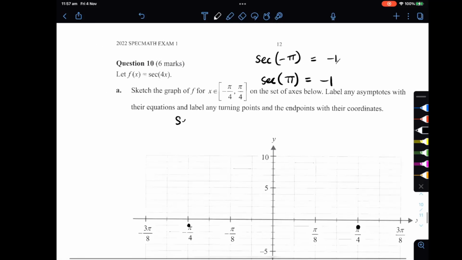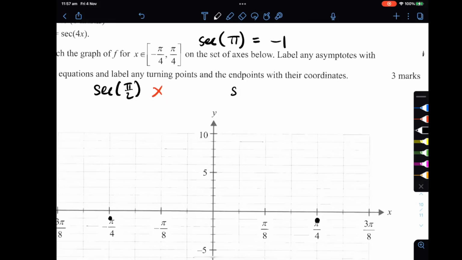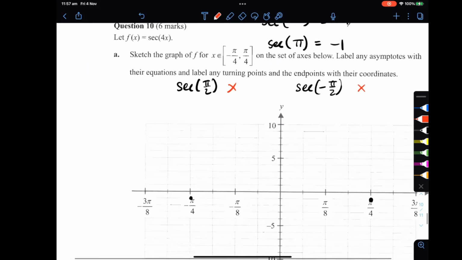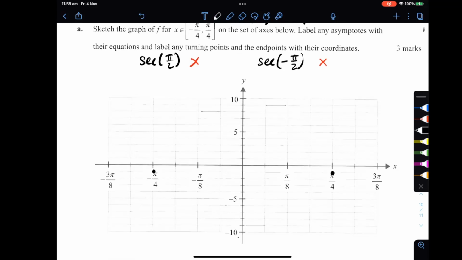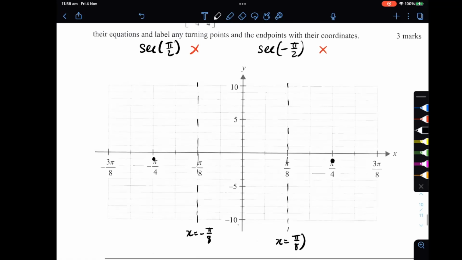Note that secant of pi over 2 is not defined because we're not allowed to have cosine of pi on 2 equal to 0, simply because it makes the fraction undefined. Same with secant of negative pi on 2, that also doesn't work. So that means the asymptotes here are going to be these ones here. Okay, these are going to be the asymptotes.